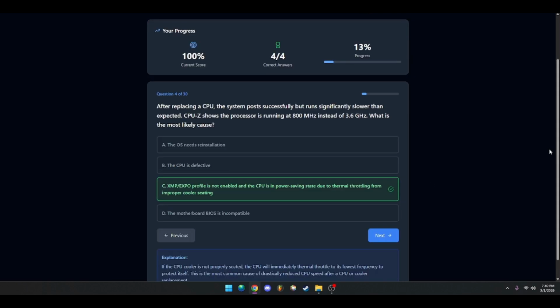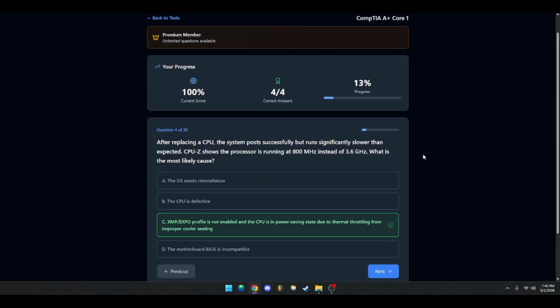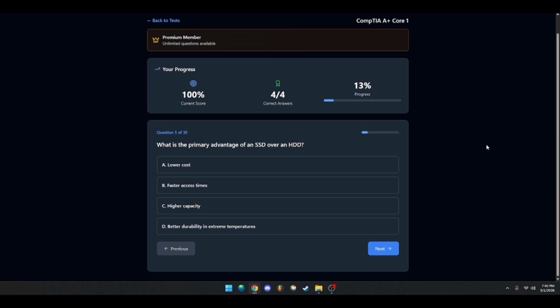The XMP/Expo profile is not enabled and the CPU is in power saving state due to thermal throttling from improper cooler seating. The reason that the computer does this is solely to protect itself. Much like a car, if your car is overheating, you might go into limp mode, so on and so forth. It has the same function. Let's move on. Question number 5.